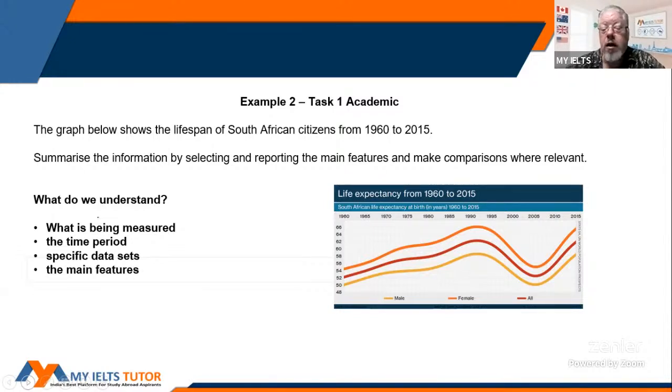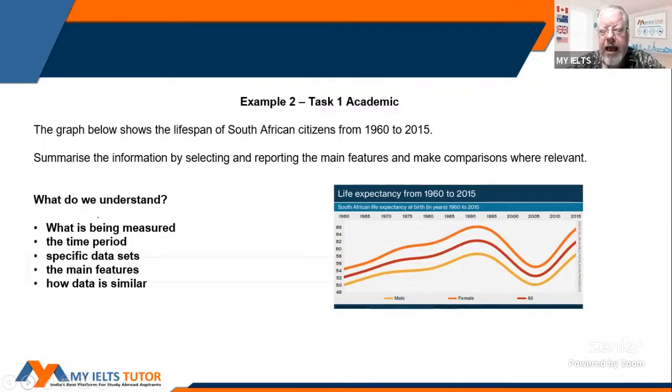And then another thing is the main features. The main features are the significant things that the data is telling us. So for instance, overall, we can see that males have the highest life expectancy and females have the lowest. Another thing is we can see that all the data sets tend to have a very similar trend throughout the entire time period as well.